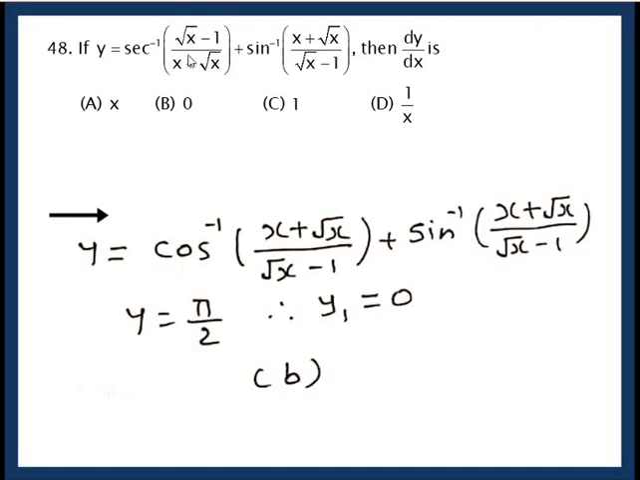If y equal to sec inverse root x minus 1 upon x plus sine inverse root x upon root x minus 1, then dy dx is. You must have observed that these are reciprocals of each other. Now, what is sec inverse of p? It is cos inverse of 1 upon p. Take the reciprocal of this as it is. Now cos inverse of p plus sine inverse of p is simply pi by 2. So y is pi by 2. What is the derivative? 0. So the correct option is B, Bombay.